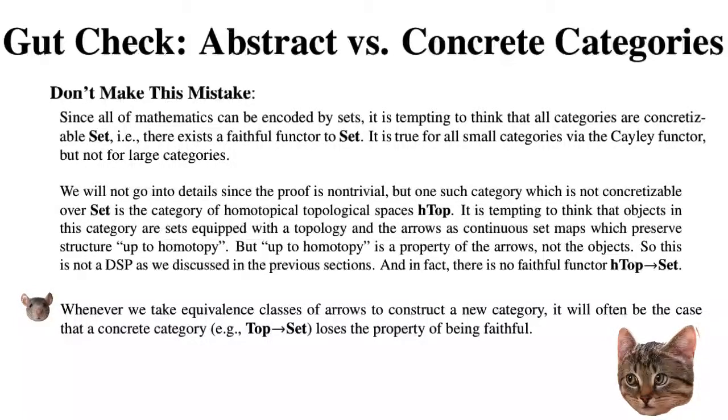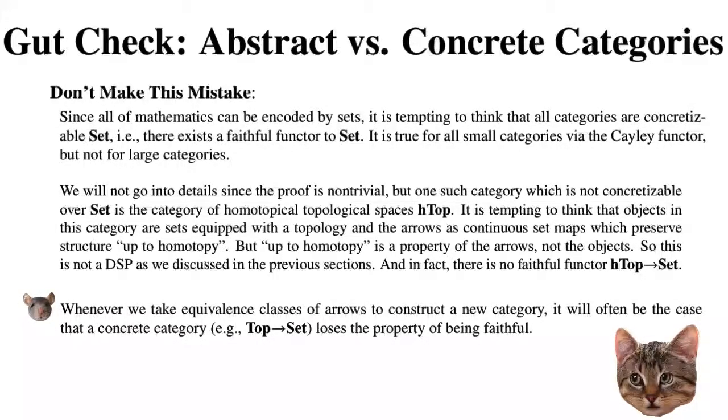Whenever we take equivalence classes of arrows, like we have for this homotopical topological space category, and we construct a new category, it's often the case that when we had a concrete category, for example, the category of topological spaces over Set, we lose this property when we take the equivalence classes of arrows.